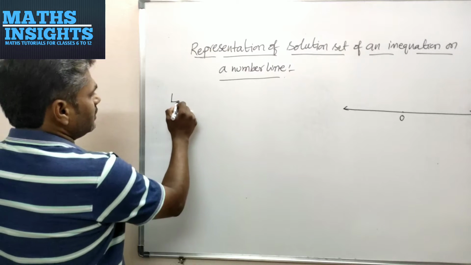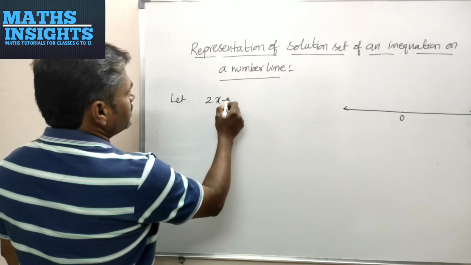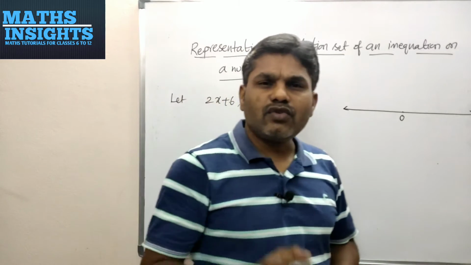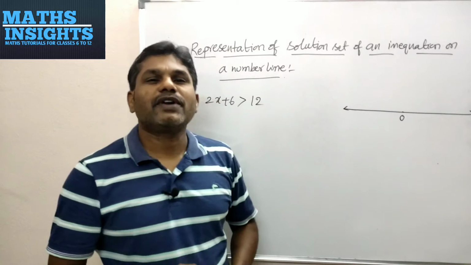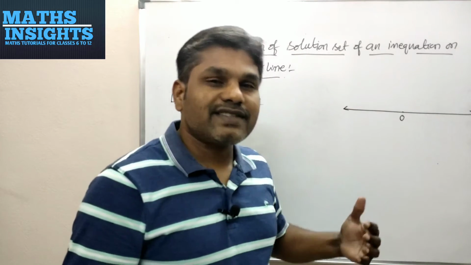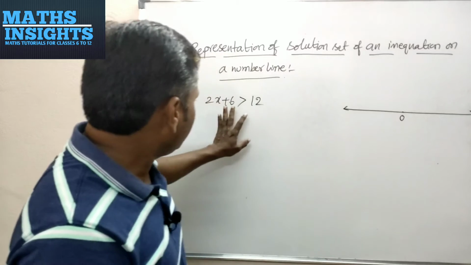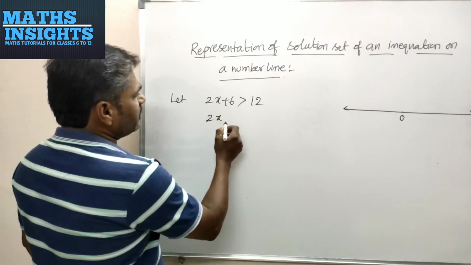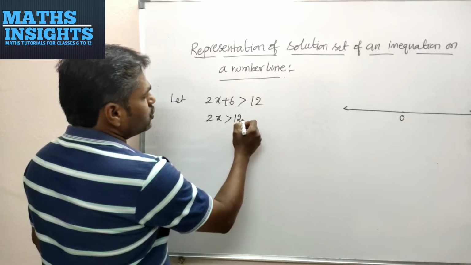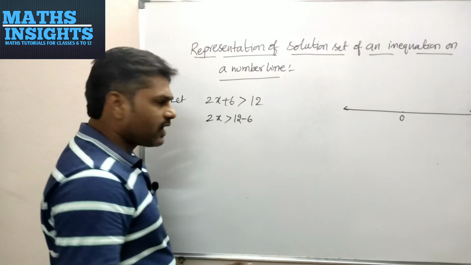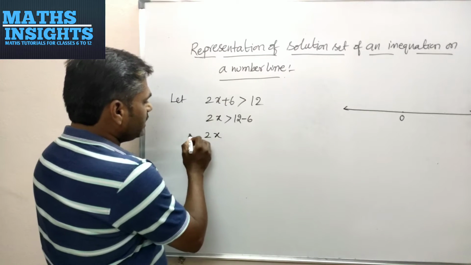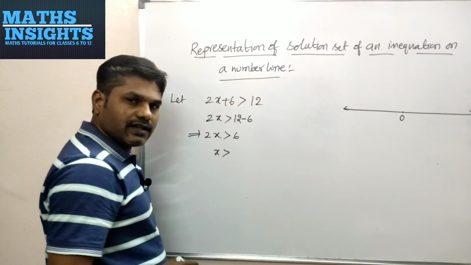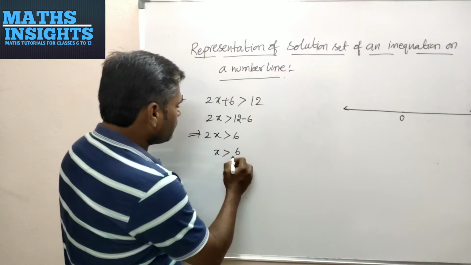Let the inequation be 2x + 6 > 12. You know how to solve this inequation by using the rules we discussed in the previous video. So this is the +6. When you transfer it to the other side of the inequality, it becomes 2x > 12 - 6, because +6 becomes -6. That implies 2x > 6, so x > 6 by 2.